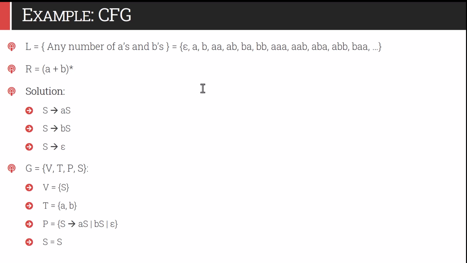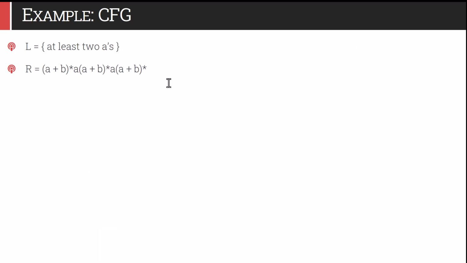And to terminate, we will use the third production. Language contains all the strings which are having at least two A's. So before the first A, we can read any string. Between the two A's, we can read any string. And after the second A, we can read any string. But two A's must be there, at least two A's. So this regular expression will generate all the strings which have at least two A's.